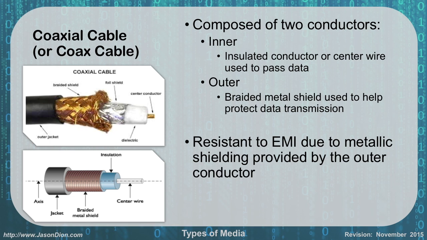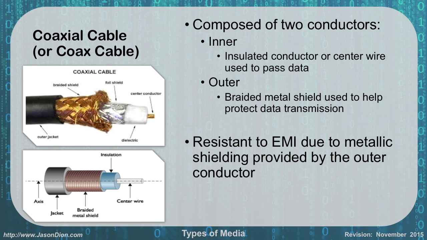So your coax cable actually has two conductors composing it. You have your inner conductor and your outer conductor. Your inner conductor is insulated, with a center wire that has the data passed through. So as you can see in the diagrams here, you have a center copper cable where the data is transferred, and then you have this insulation going around it.